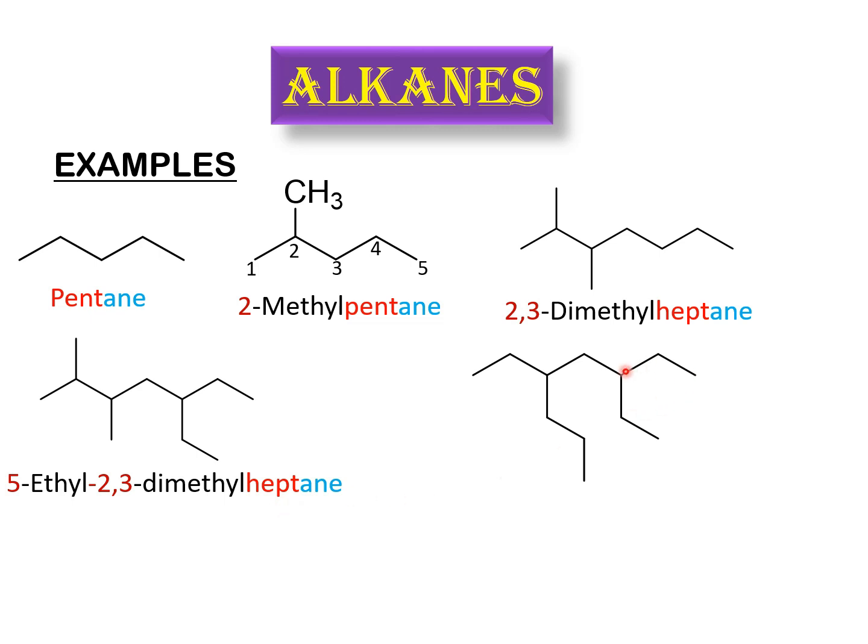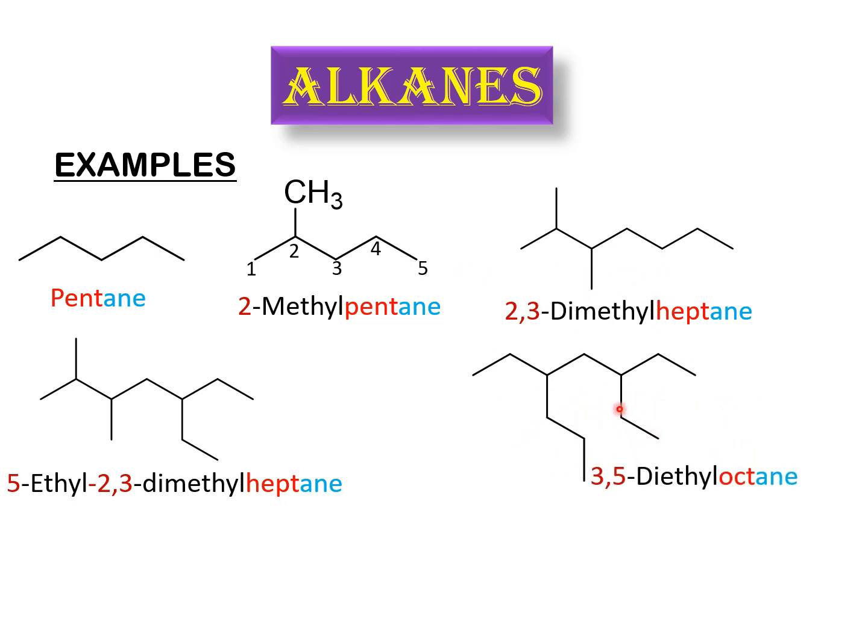So 1, 2, 3, 4, 5, 6, 7. 1, 2, 3, 4, 5, 6, 7, 8. So we can have 8 carbon atoms possible in the longest chain, and we have 2 substituents present in both the chains, which are ethyl substituents in this case.